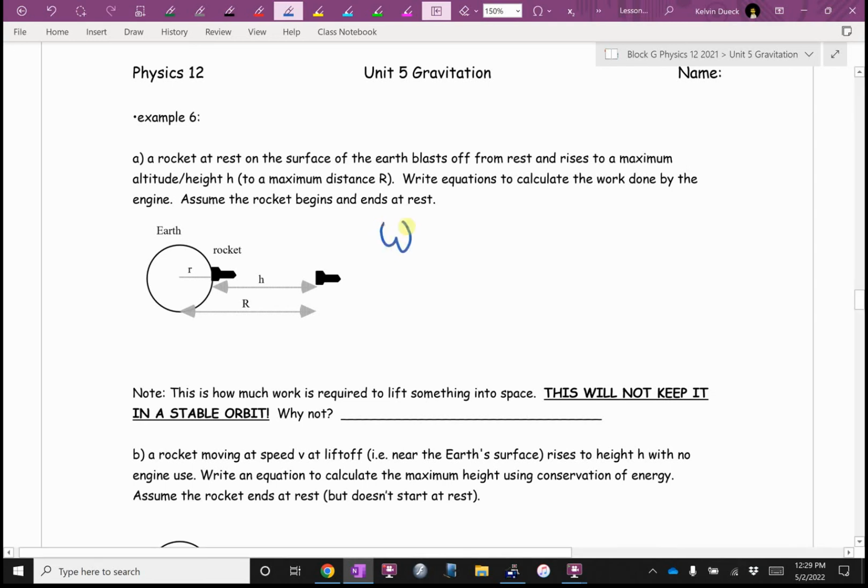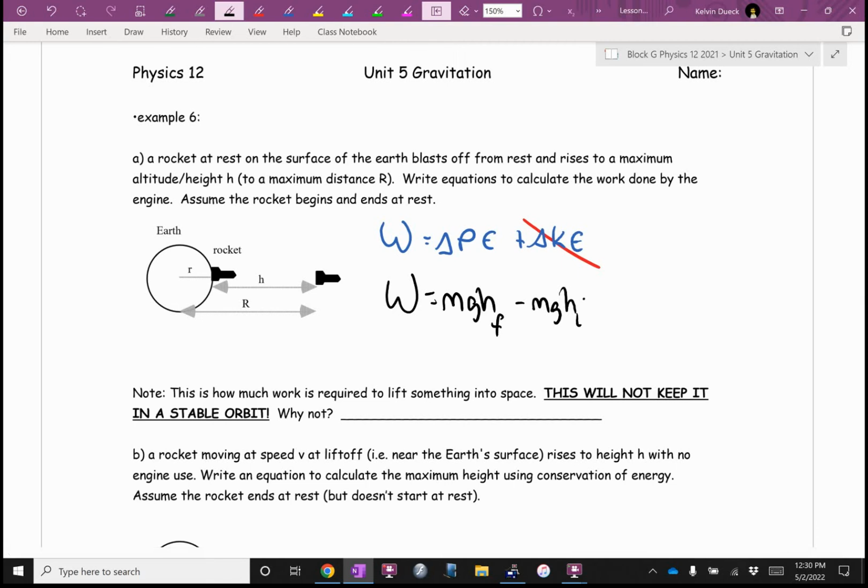Work is the change in potential plus the change in kinetic. Wait a minute. It said assume the rocket begins and ends at what? So, gone. Now we've got the right start. Look up, don't write this next line down. Why can't I go mgh final minus mgh initial? Isn't that potential energy? Why can't I use that one?